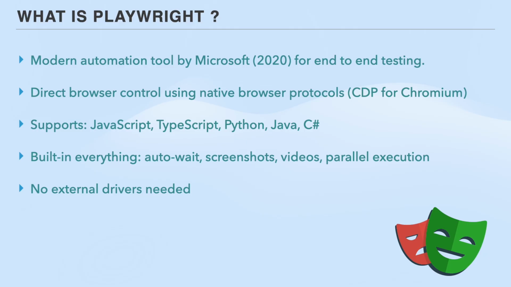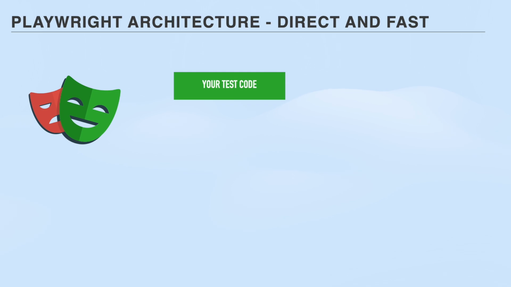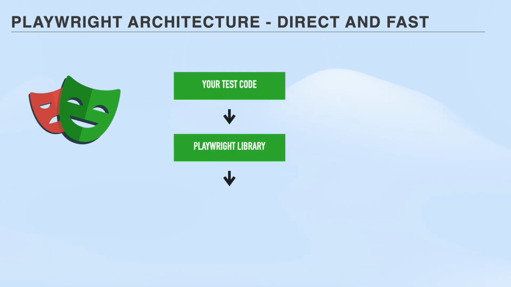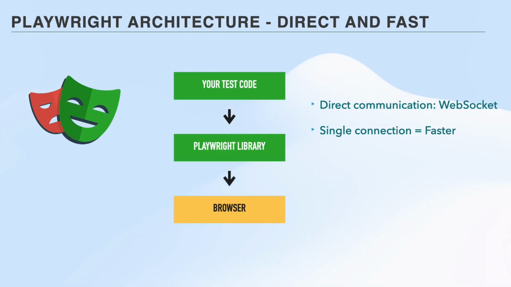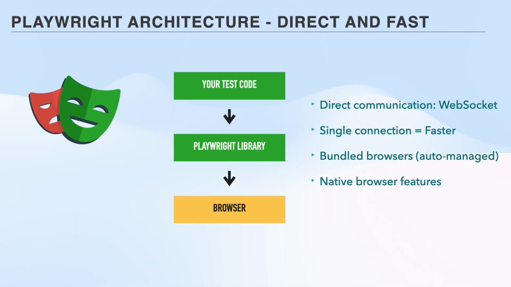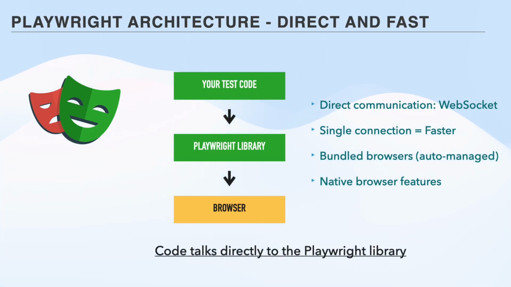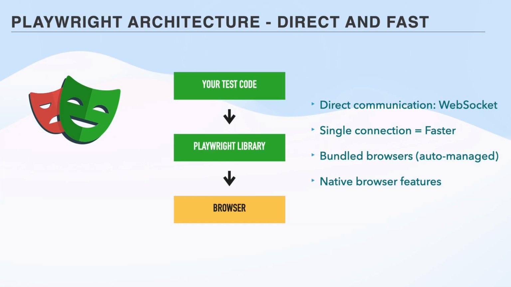Here is where the architecture gets interesting. Playwright does not rely on external drivers. Instead, it communicates directly with the browser using WebSocket connections and the browser's native protocols. Think of it like this: your test code talks directly to the Playwright library, which maintains a persistent WebSocket connection straight to the browser. So, no HTTP translations, no separate driver processes, just fast and direct communication.